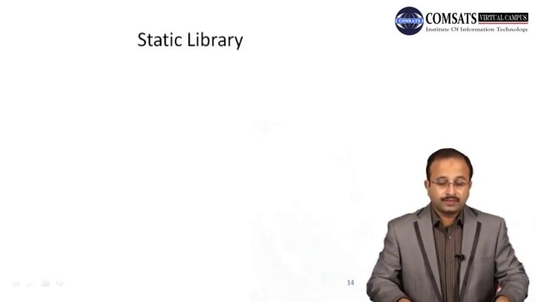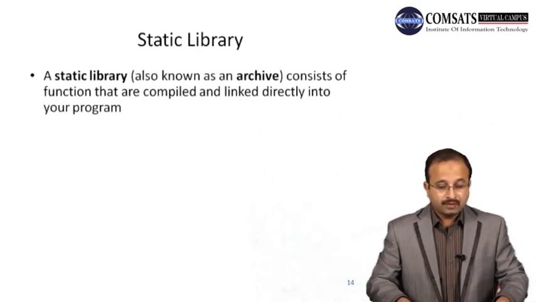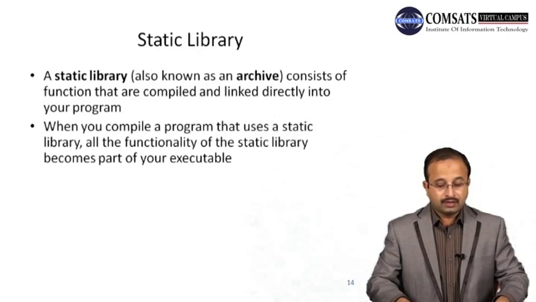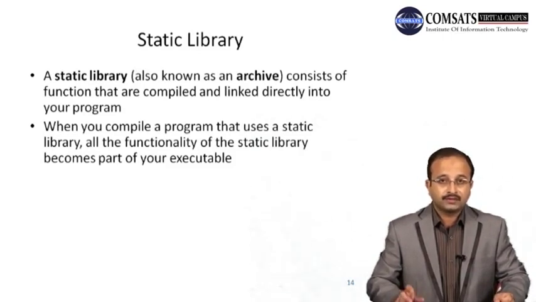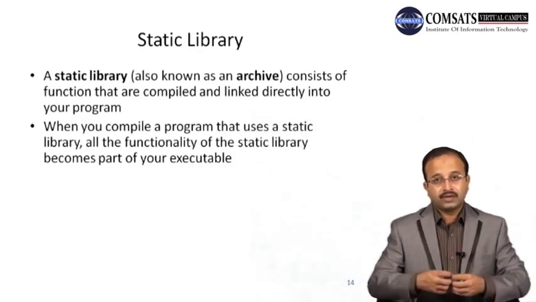There are two kinds of library. Usually we have a static library and a dynamic library. So a static library, also known as an archive, consists of functions that are compiled and linked directly into your program. So when you compile a program that uses a static library, all the functionality of the static library becomes part of your executable file, right? So उसके library में उसके पास जितने भी functions हैं, those functions, when you compile and it produces the executable file of your program, then that file contains all the functionality of the library. So the static library will be part of that executable file.